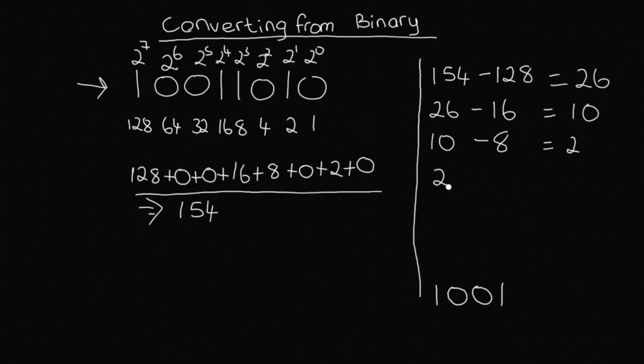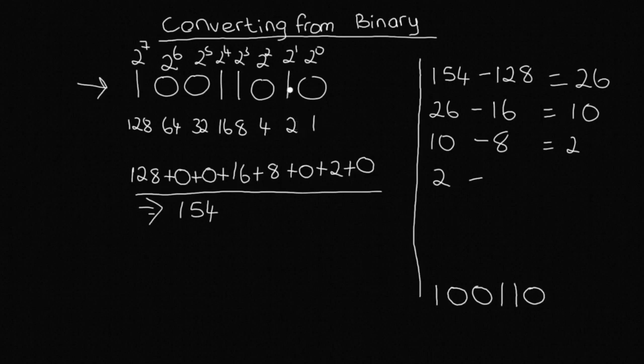Now remember, since we've taken 8 away, we can add our 1 down here. Now we've got 2, and now we're looking to take something else away from 2. So if we move on to 4, which is the next smallest number, 2 is smaller than 4, so we cannot take 4 away, so we need to put a 0 here.